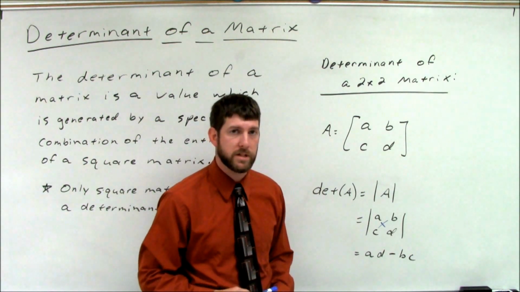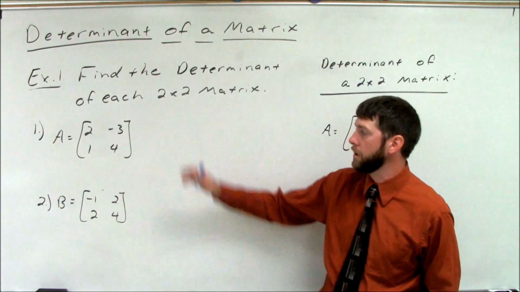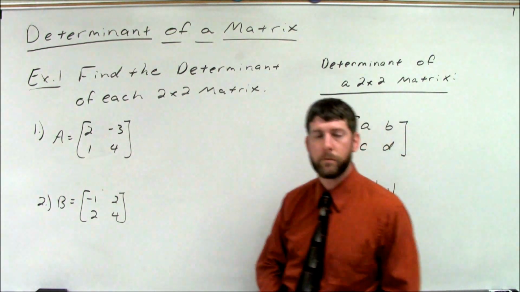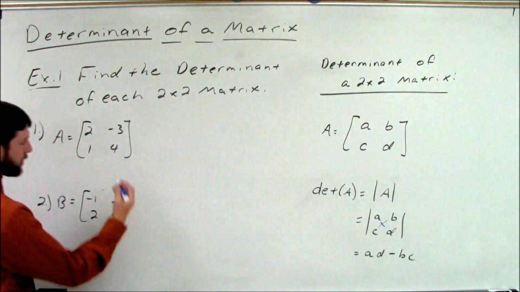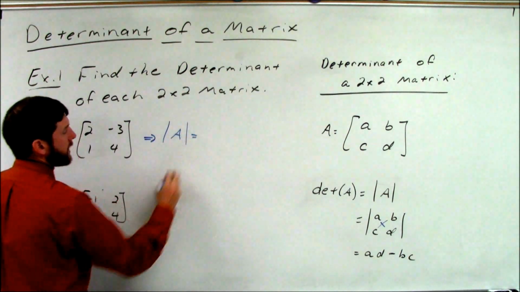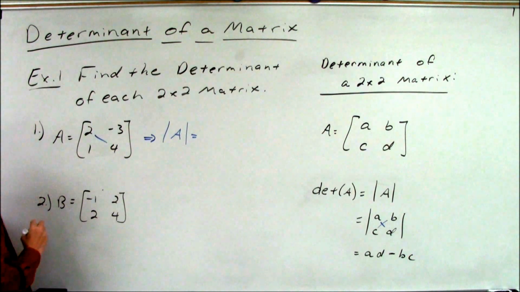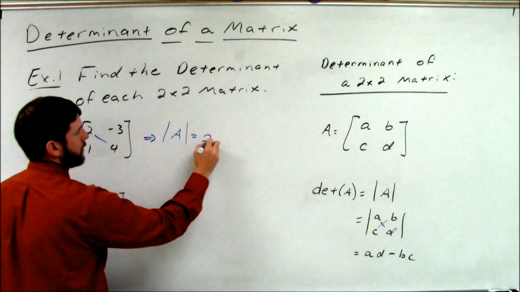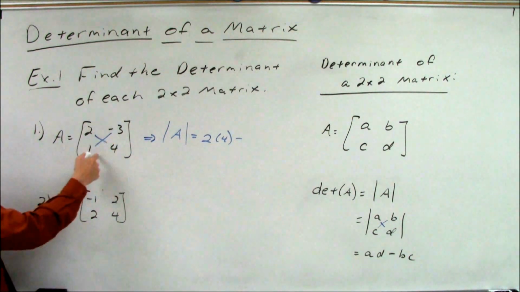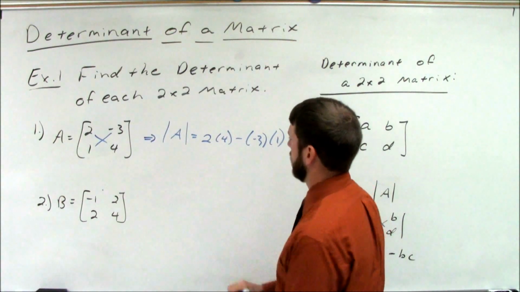Let's look at a couple of examples. Now here you can see we've got 2 examples. We want to find the determinant of each of these 2 by 2 matrices. So we have our matrix A here. We want to find the determinant of matrix A. As you can see in our setup over there, we're going to multiply the diagonals, so 2 times 4, minus the product of the other diagonal, negative 3 times 1. So negative 3 times 1.